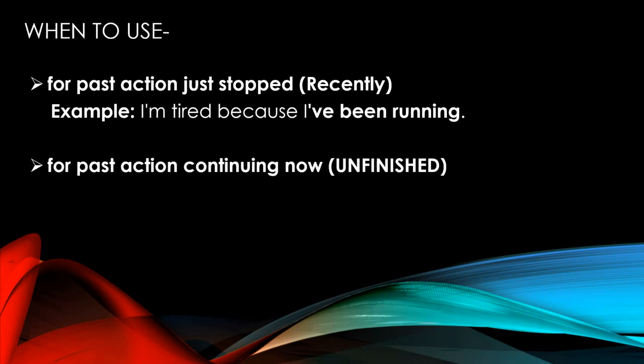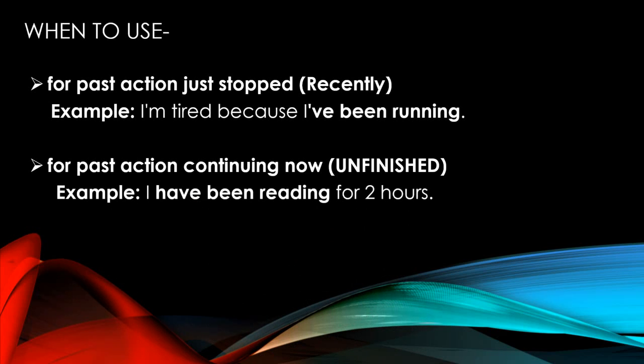Next, for past actions continuing now, that means an unfinished work which started in the past and you're still doing it. That time you will use present perfect progressive tense. Example, I have been reading for 2 hours. That means you started reading 2 hours ago and you're still continuing it. That's why you are going to use this tense.